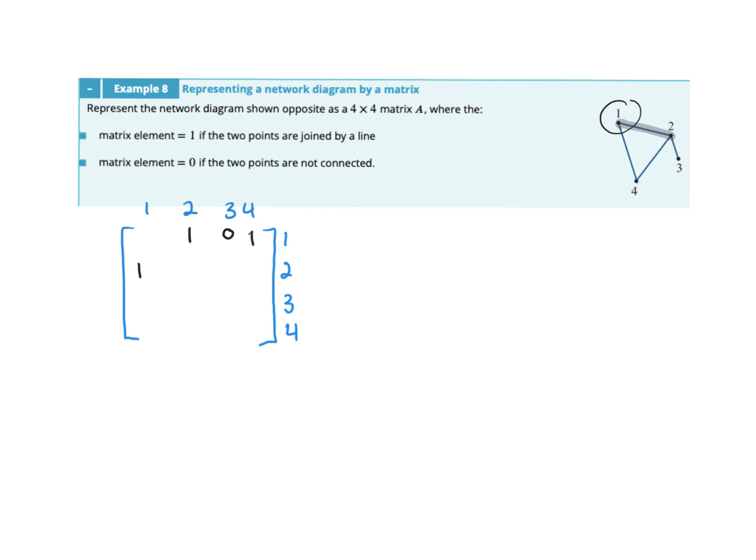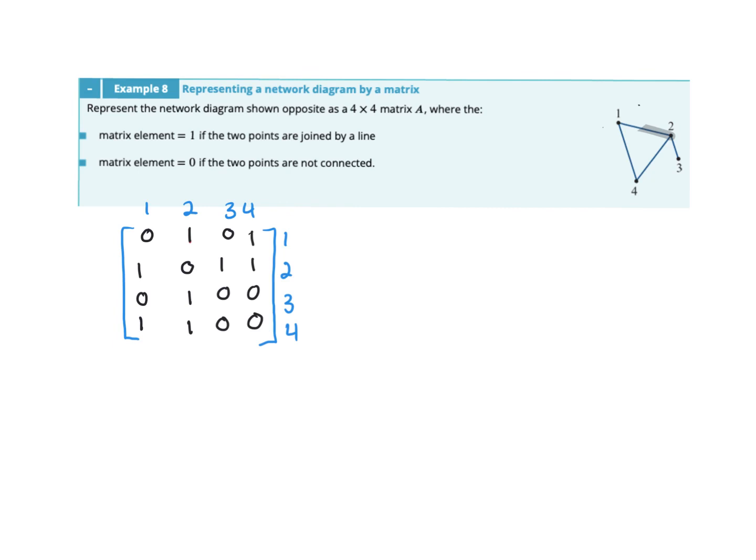And if it were connected to itself, it would be a loop going around. This one doesn't have a loop, so we're going to say it's a 0 there as well. Then if I go along with 2, 2 is connected to 1, not connected to itself, is connected to 3, and also connected to 4. 3 is only connected to 2 and not connected to anything else. And 4 is connected to 1 and connected to 2 and nothing else. So there I'm setting up a matrix.